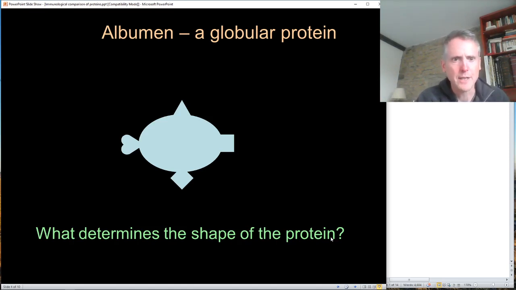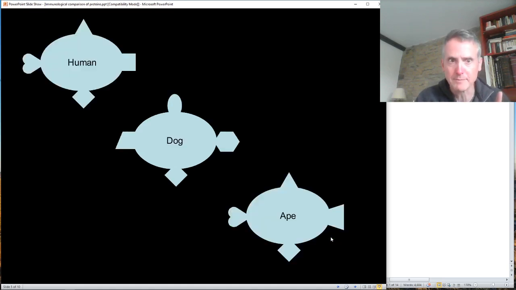Right, brace yourself for my PowerPoint artwork in a minute. It gets better than this. So this diagram's showing pretend albumin.